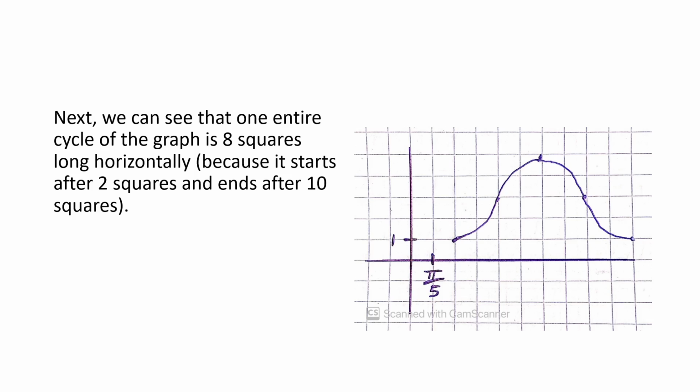Now, one entire cycle is 8 squares long. The whole horizontal length of that cycle from bottom to bottom, from the minimum point of the cycle to the minimum point of the cycle, is 8 squares. So you might be tempted to say, okay, well, our period is 8. But remember, each one of those squares represents pi over 5 horizontally. So really, the period is 8 pi over 5.